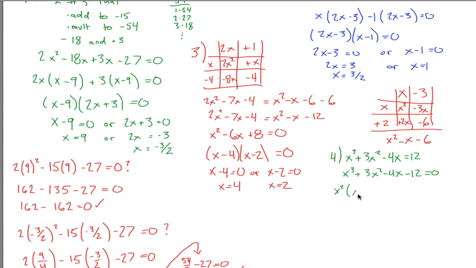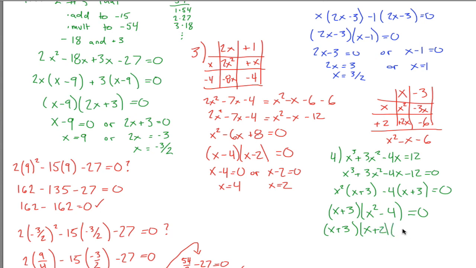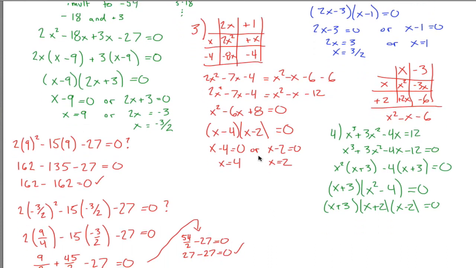Pull out an x squared from the first 2 and be left with x plus 3. Pull out a negative 4 from the next 2 so that we'll be left with x plus 3. And now we have 2 terms that both have an x plus 3 in them. So factor that out, and you're left with x squared minus 4. But we're actually not done here because this will factor further. X squared minus 4 is a difference of squares. So it's x plus 2 times x minus 2. So now we have things completely factored.